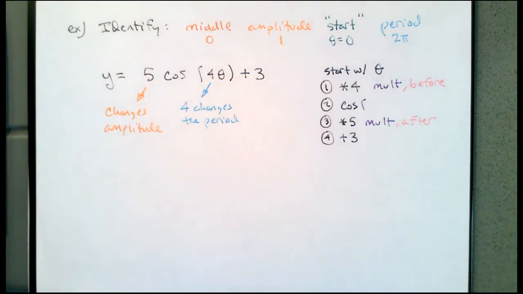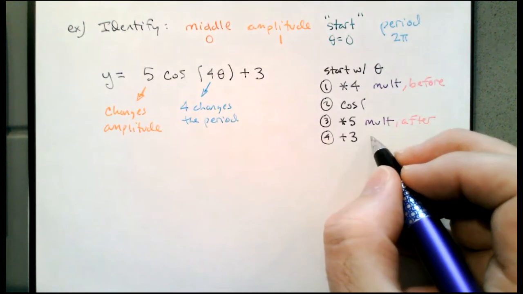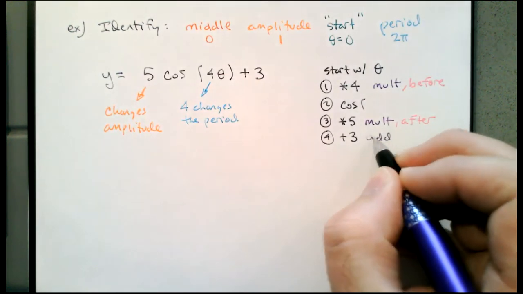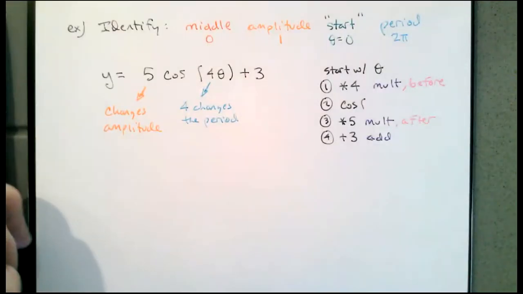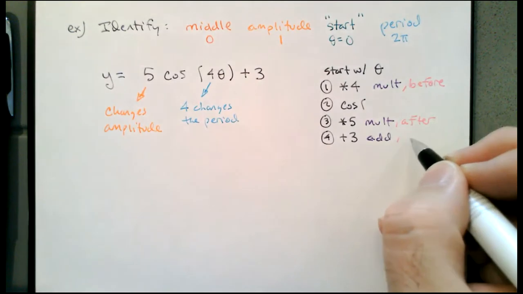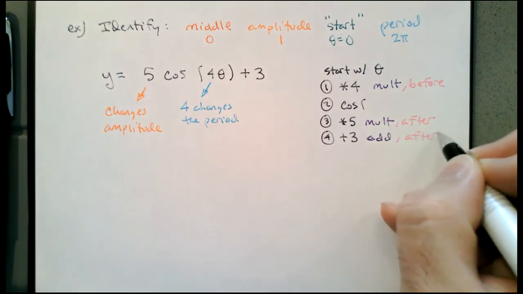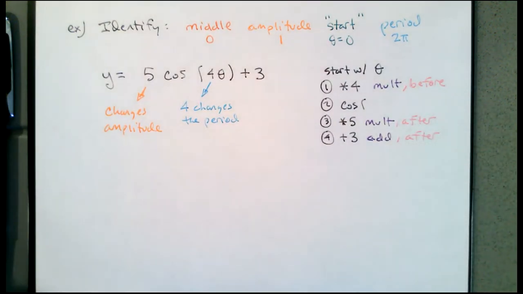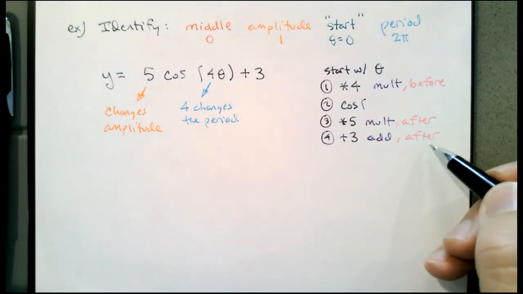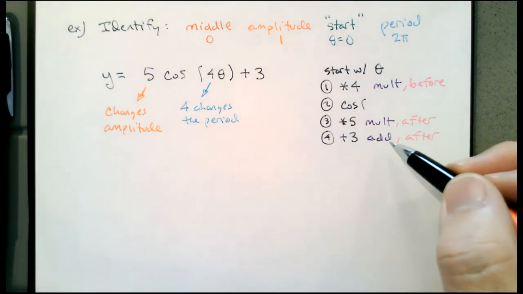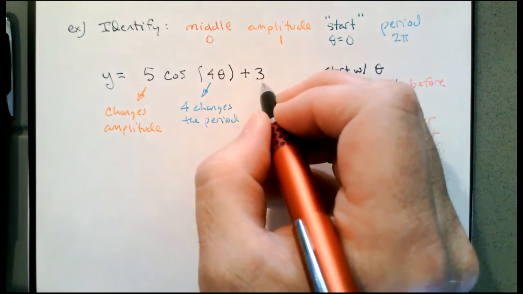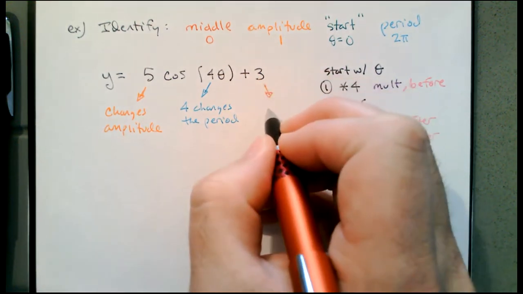Then the other thing is the plus 3. The 3 is addition. The plus 3 is addition, and this is taking place after the trig function. So that means that plus 3 represents a vertical shift. Vertical because after, shift because it's addition. So the plus 3 is going to be a vertical shift that will change the middle.